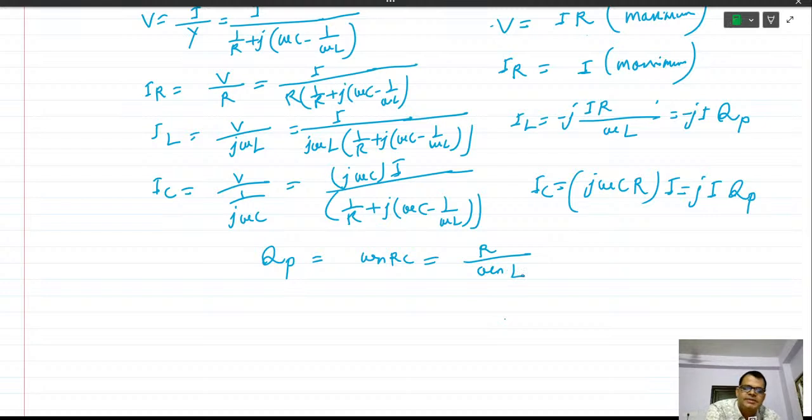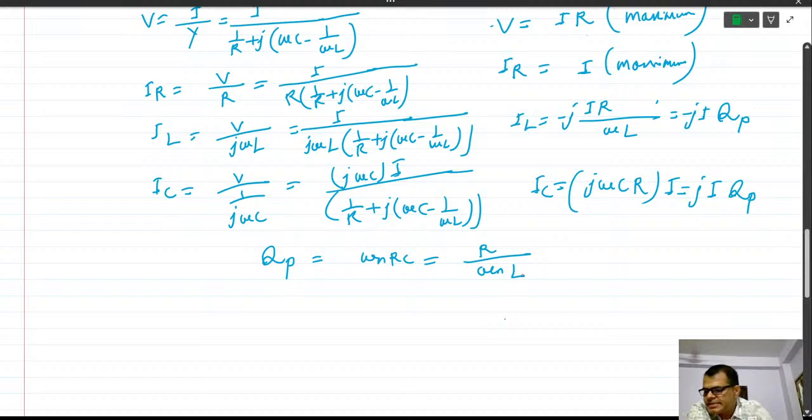Quality factor, same definition: maximum reactive power in the inductor or capacitor upon the maximum true power. You will find these relations. So you can easily see that.